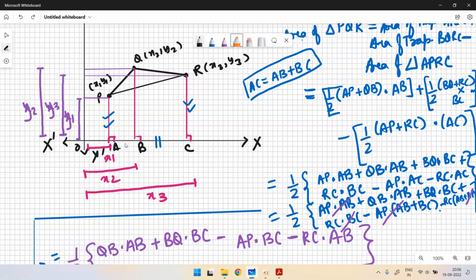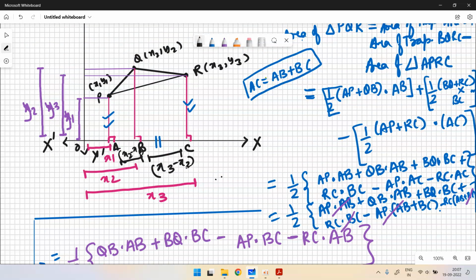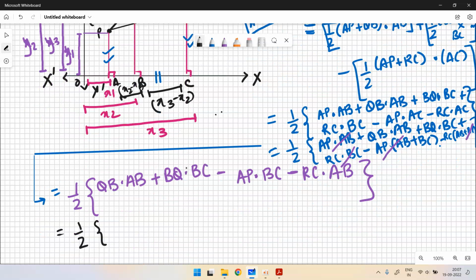What is AB? This length is x2 minus x1. And what is BC? This length is x3 minus x2. What is AP? This length is y1. What is BQ? BQ length is y2. So if you substitute these values, half, what is QB? QB length is y2.